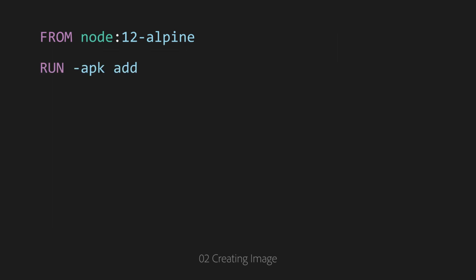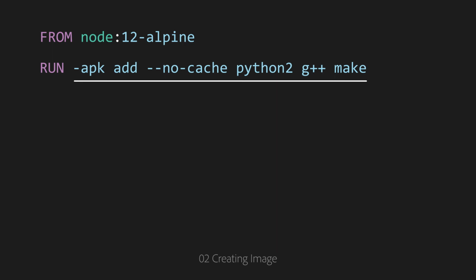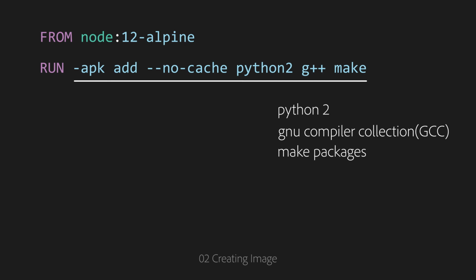RUN apk add --no-cache python2 g++ make. This line specifies a command to run during the image building process. The RUN keyword is used to execute shell commands in the image. In this case, the command apk add --no-cache python2 g++ make is used to install the Python 2, GNU compiler collection, GCC, and make packages in the image.